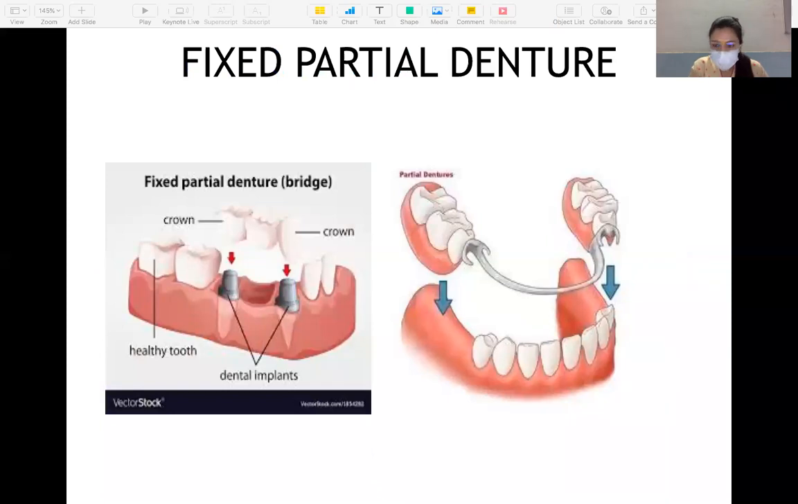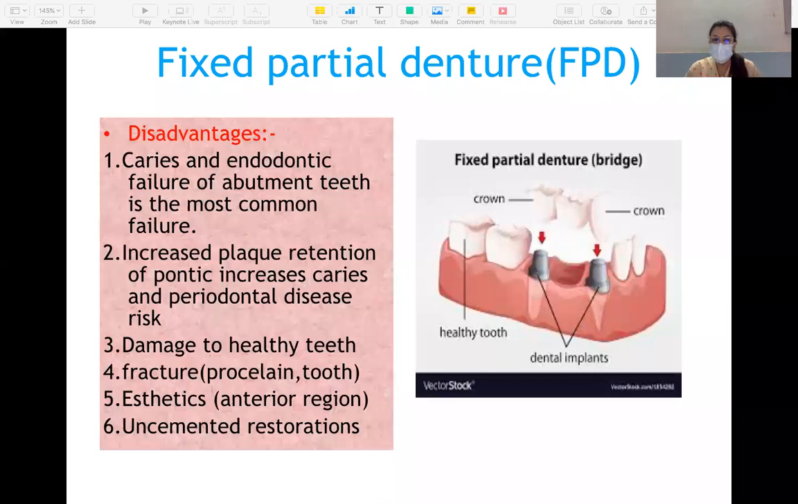The fixed partial denture also comes with its own complication. You all know what are the parts of a fixed partial denture. There is a healthy tooth, and then there is a crown. And in this picture, you can see dental implants being used as abutment. But when we do a tooth-supported fixed partial denture, then the teeth are prepared as an abutment. What are the disadvantages of fixed partial denture?